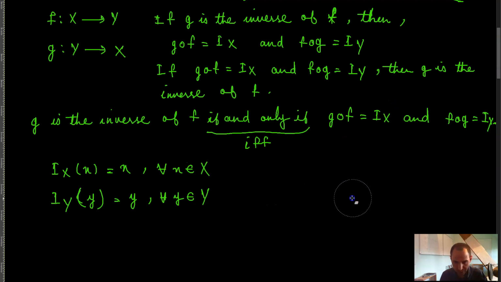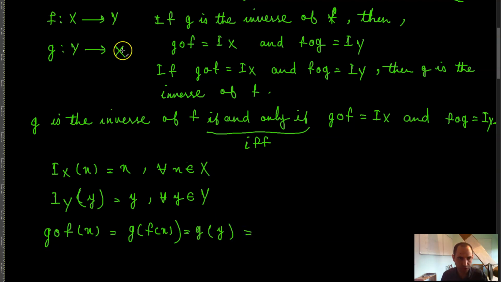And again, if you're wondering what this whole thing means, it makes sense that when I say g o f is equal to I of X, g o f of x is the same thing as g of f of x. Now f of x is equal to y, so I can write g of y, and g of y is equal to x. So any x that I input into this function, I will get the same thing back. Therefore I can write g o f is equal to I of X. And here I'm writing a capital X, meaning that what I'm referring to is this set over here, and not this lowercase x, which means some element from the set X.